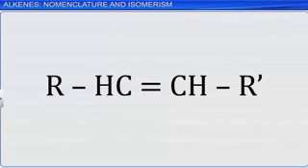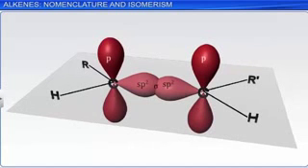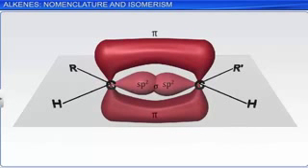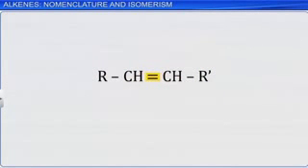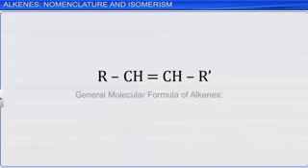As we have studied, a carbon-to-carbon double bond consists of one strong sigma bond and one weak pi bond. A sigma bond is formed due to the head-on overlap between two sp2 hybrid orbitals of two carbon atoms, whereas a pi bond is formed due to the sideways overlap between two pure 2p orbitals of two carbon atoms. Due to the presence of a double bond, an alkene has two hydrogen atoms less than the corresponding alkane. Hence, the general molecular formula of alkenes is CnH2n.